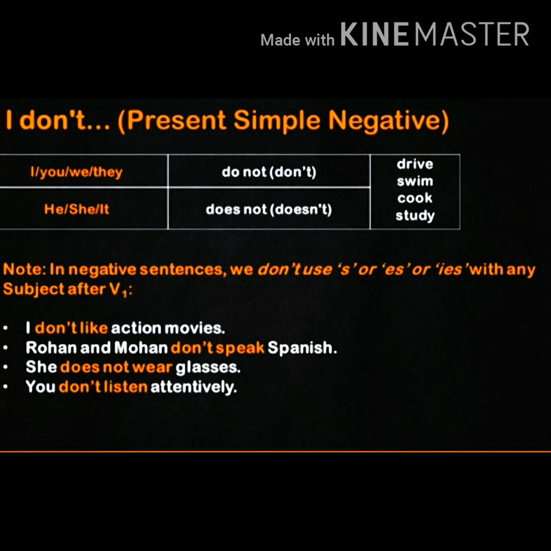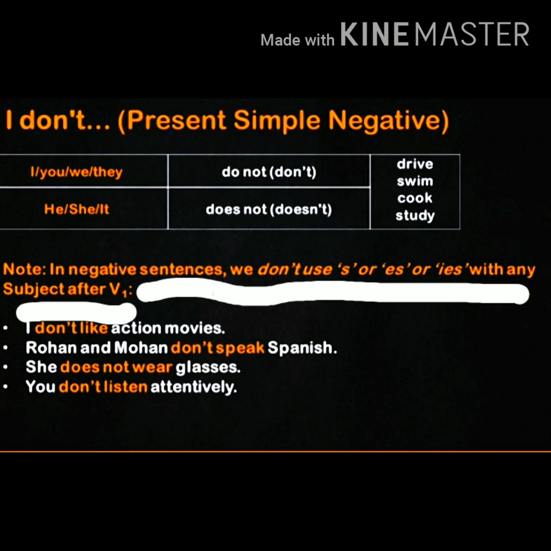Here, just look at the examples. I don't like action movies. Rohan and Mohan don't speak Spanish. She doesn't wear glasses. You don't listen attentively. Here you can notice a very important point: in negative sentences we don't use s, es or ies with any subject after the verb.